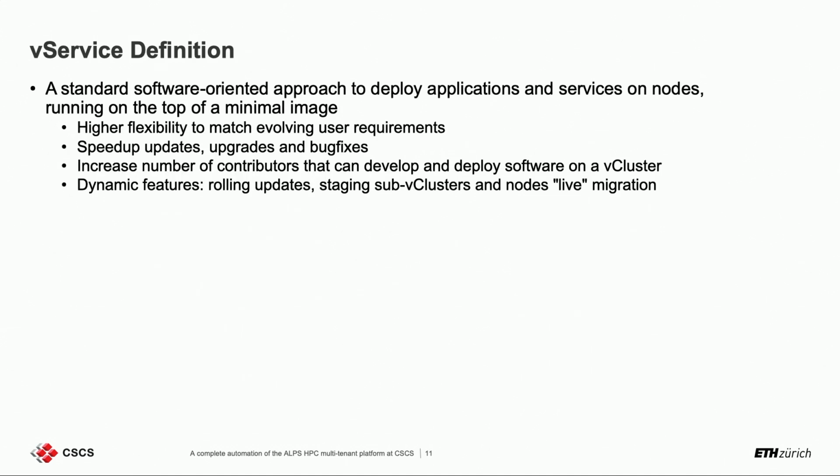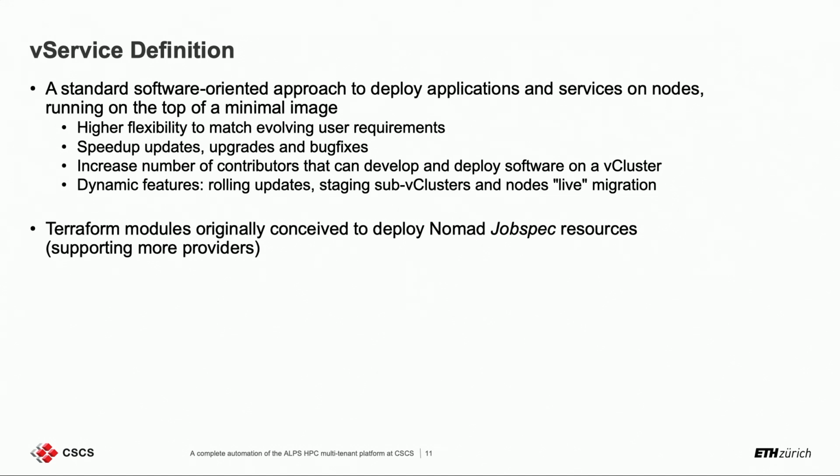In detail, a vService can be defined as a standard software-oriented approach to deploy applications and services on the nodes, running on top of a minimal image. This means that basically the vServices are a system to deploy software on the nodes. It ensures higher flexibility because it is software. We don't have to rebuild the image to deploy and make changes. It speeds up the updates and upgrades, and it increases the number of contributors, because developing this kind of vService should be simpler than modifying the layers of the images. And moreover, since we are talking about software, we have a bunch of new dynamic features like rolling updates, staging, vClusters that we will see, and the possibility to reconfigure and move the nodes without rebooting, so in a live context.